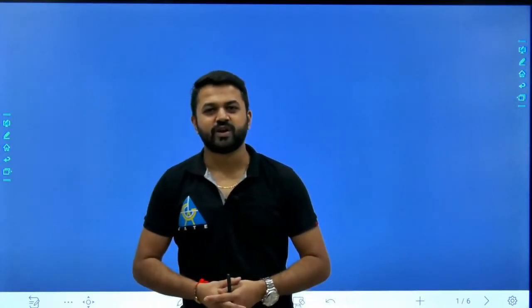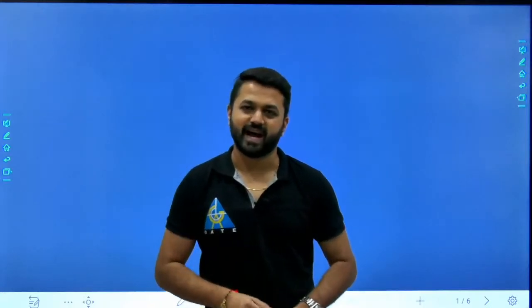So today we are going to discuss the multiple select questions, the questions which have been added in GATE 21, organized by IIT Bombay.